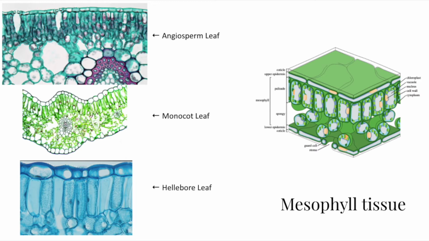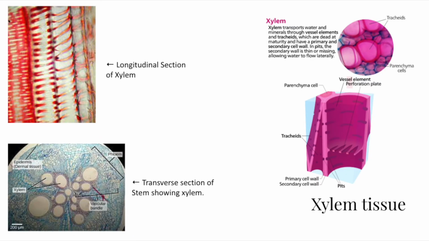Now some examples from plants. Mesophyll tissue is made up of mesophyll cells that contain chloroplasts to perform photosynthesis. This tissue is found in the leaf. Xylem tissues are made of tracheids that have a long shape and thick cell wall, allowing for structural support and water flow within the stem of plants.